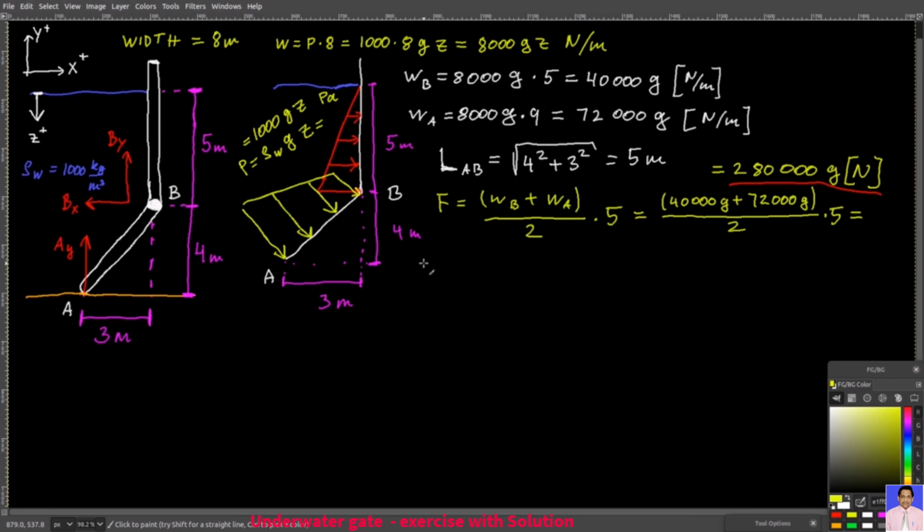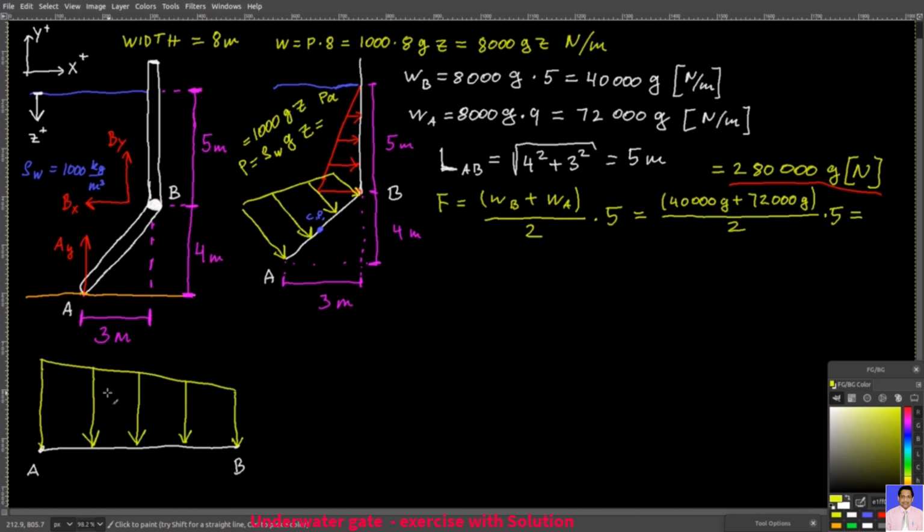Next, we have to find the center of pressure through which this force acts. You already know how to do it traditionally through integration. For example, you calculate the moment due to this distribution about point A, and then you divide that moment by this force, but there is an easier way. So let me draw this gate again, but horizontally. This is the trapezoidal pressure distribution, and now I can divide this distribution into two parts. I have the rectangular part and the right triangle part.